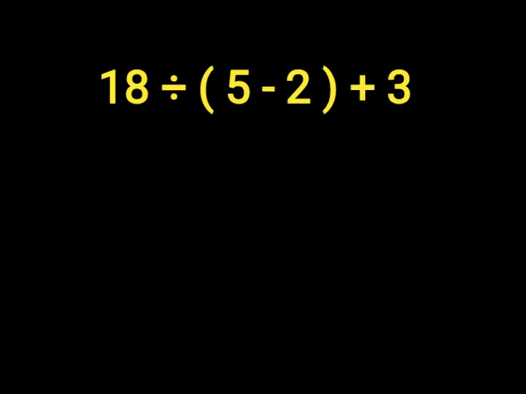18 divided by (5 minus 2) plus 3. We first of all solve our parentheses, which is 5 minus 2. 5 minus 2 will give us 3. Then we put down our 18 divided by 3 plus 3. 3 plus 3 will give us 6. Then we are left with 18 divided by 6. 18 divided by 6 will give us 3.